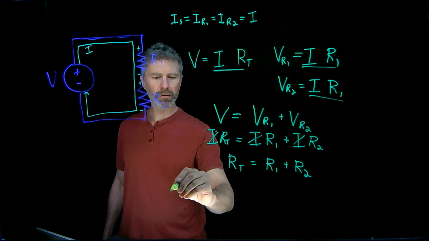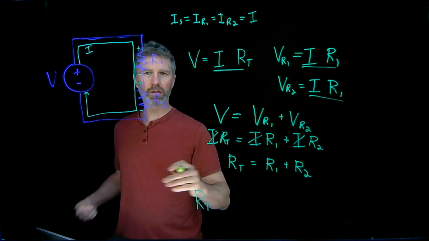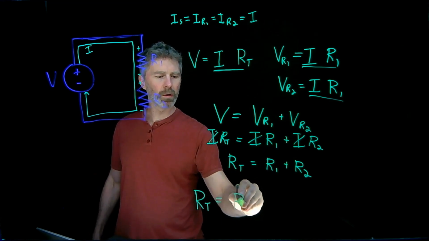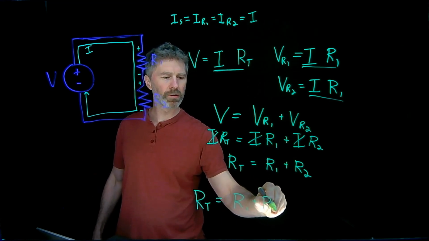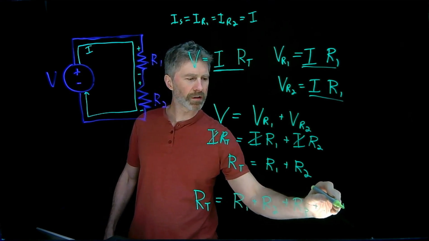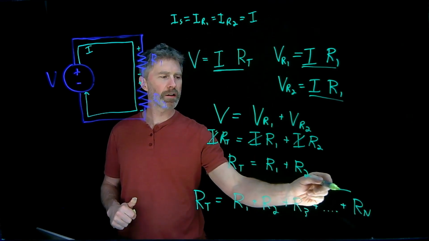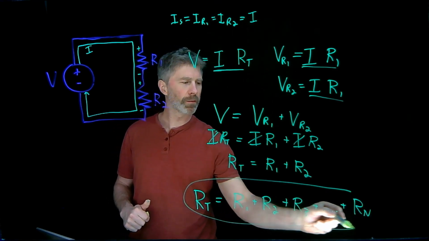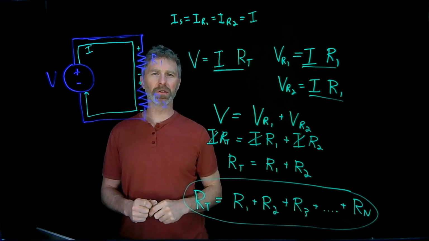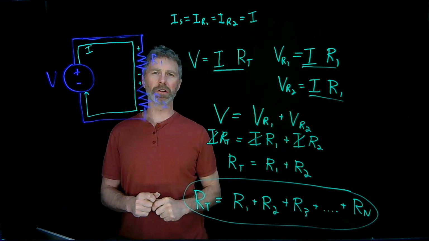So in general terms, for any series resistance, the total resistance across all of those series resistive elements is equal to R1 plus R2 plus R3 plus all of the other resistors up to the very last one, Rn. And this right here is one of the fundamental takeaways that you can have from this video. When you have resistors in series, the total resistance across them is equal to the sum of all of those resistors that are in series.